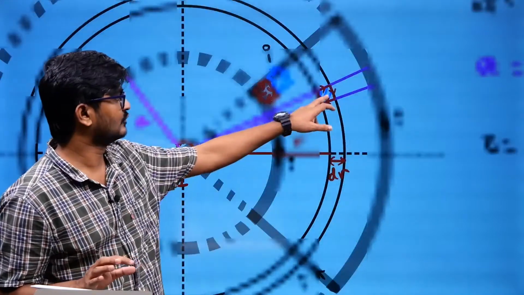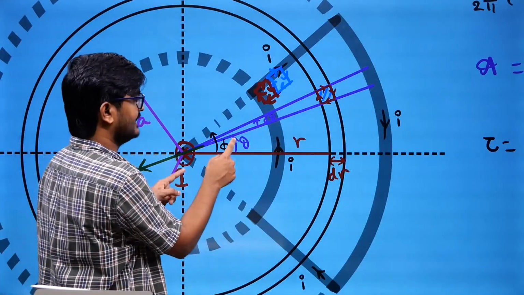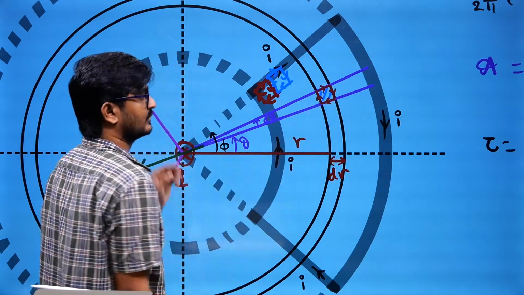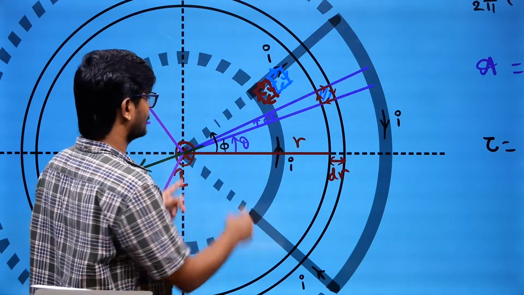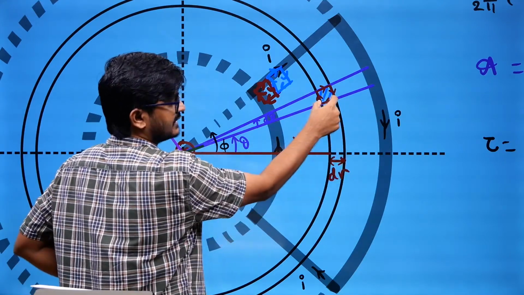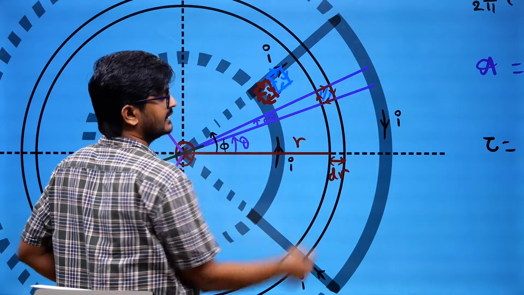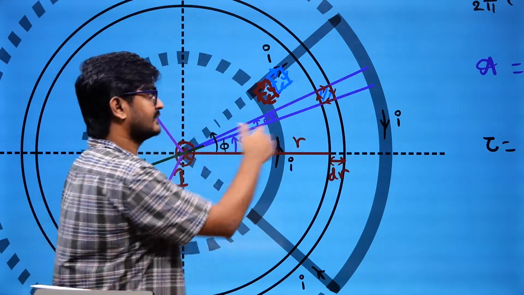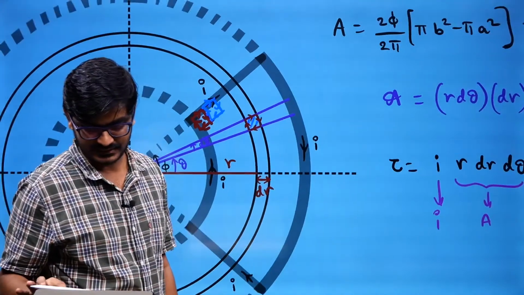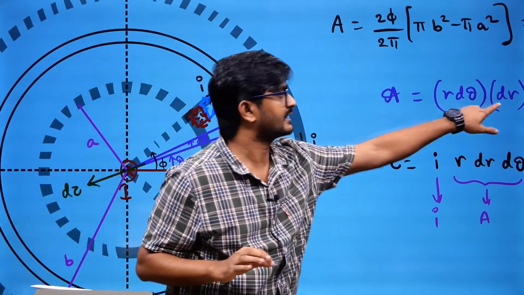So I have taken some loop here at an angle theta and at a distance r. Now what is going to be that length? This is r, this is going to be dr. So this length is dr and this length is going to be r d theta. So this area is going to be dr times r d theta.